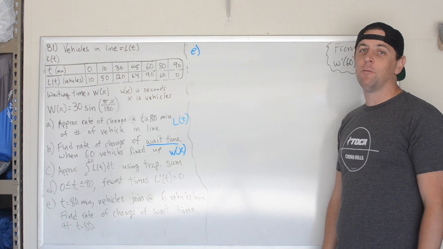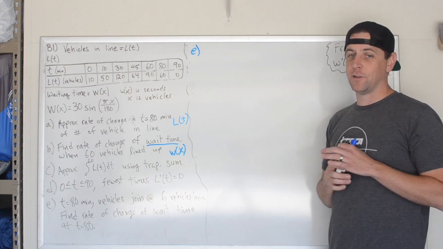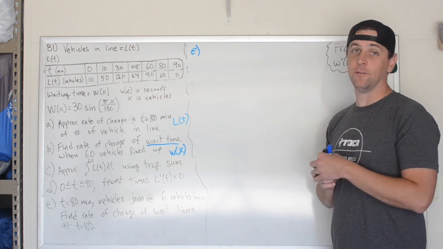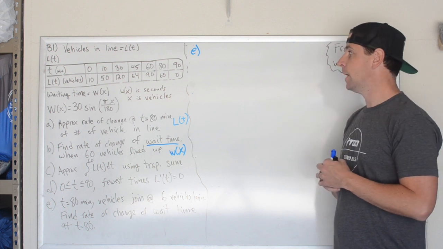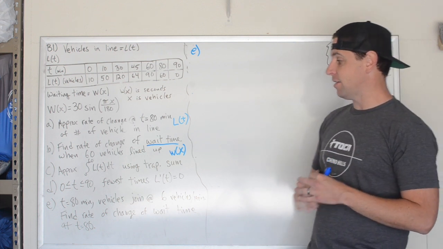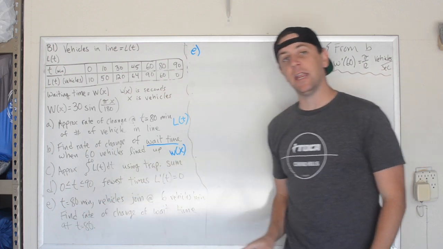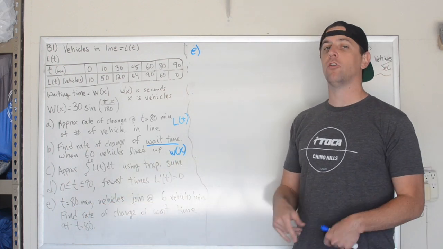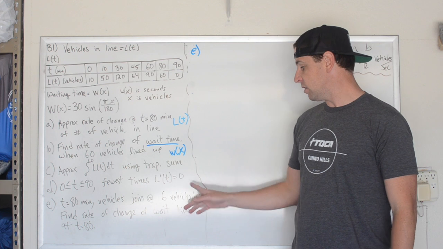Okay, so we're on to part E. We're on our last part here. Hopefully we're still in good spirits and we're ready to finish out this AP problem. So we're on to part E. On E it says, at t equals 80 minutes, vehicles are joining at a rate of 6 vehicles per minute.